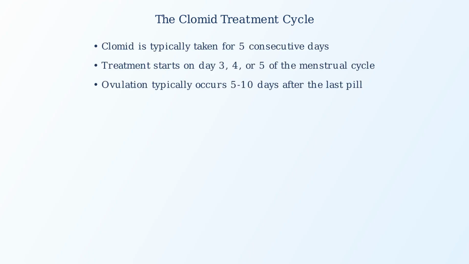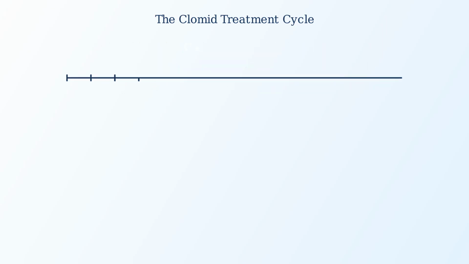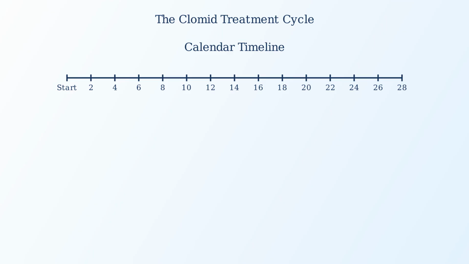Let's understand a typical Clomid treatment cycle. Clomid is typically taken for 5 consecutive days, starting on day 3, 4, or 5 of your menstrual cycle. After completing the medication, ovulation usually occurs 5 to 10 days after the last pill. Let's visualize this on a menstrual cycle calendar.